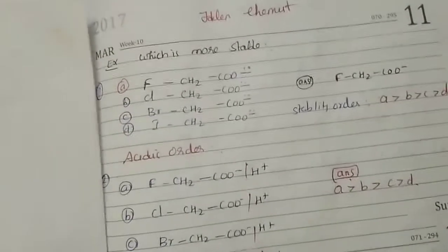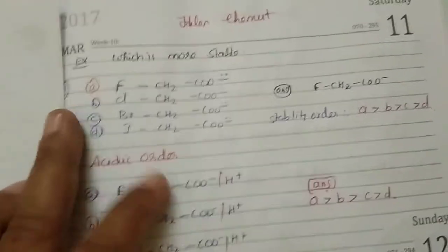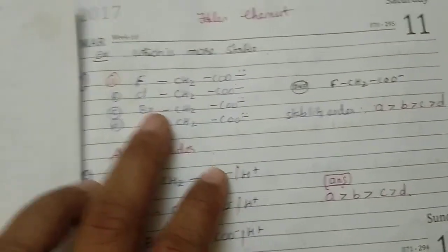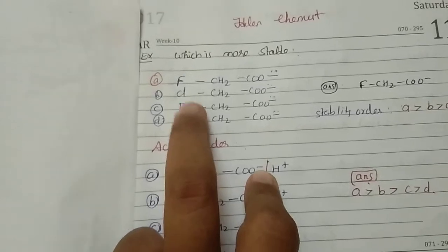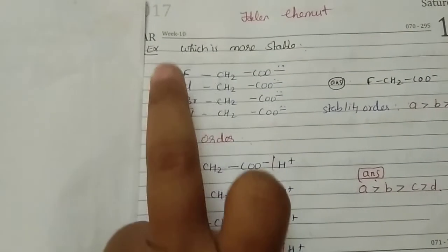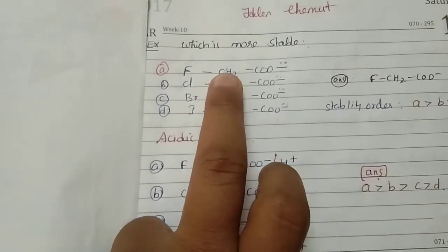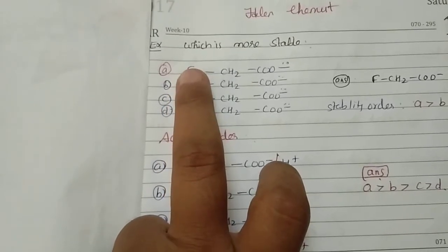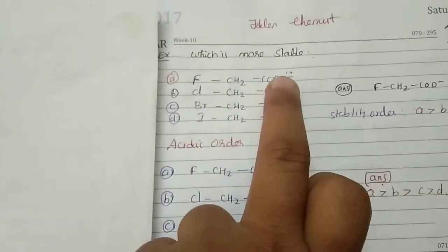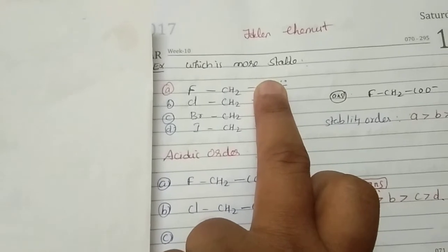Here see which is more stable. There are four options: A, B, C, D. Each is X CH2 COO minus, with fluorine, chlorine, bromine, iodine. Which is more electronegative? Fluorine, so it takes the electron from CH2, creating a partial negative charge on itself and a partial positive on the carbon. The electron moves toward it, so the next carbon also gets a partial positive charge.